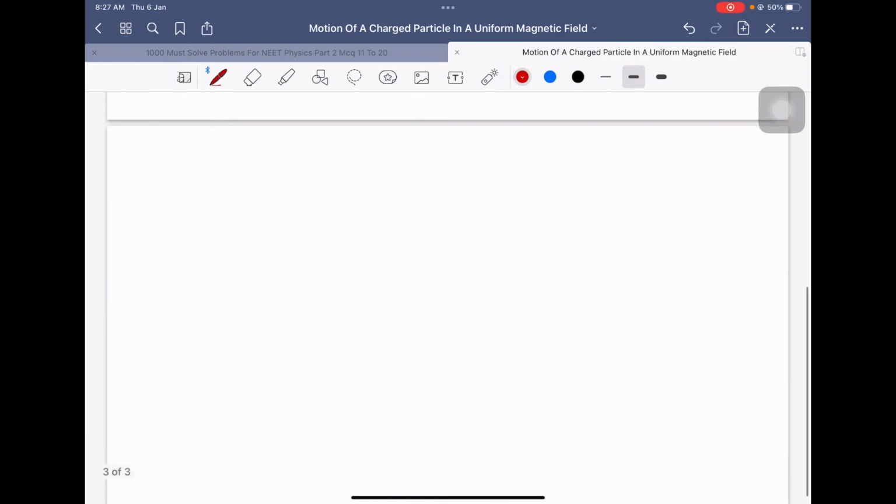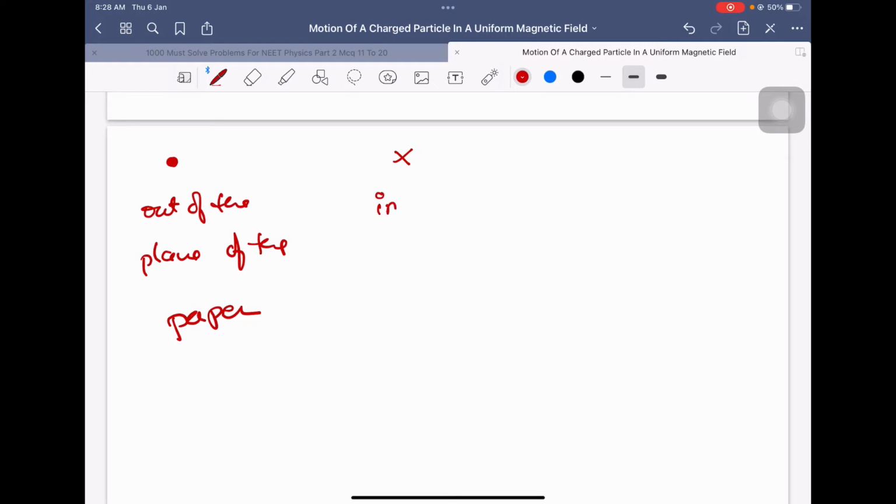I'll write some conventions of representing magnetic field. If I write like this, it means that the magnetic field is coming out of the plane of the paper. If I write the magnetic field like this, a cross symbol, then the magnetic field is going into the plane of the paper.